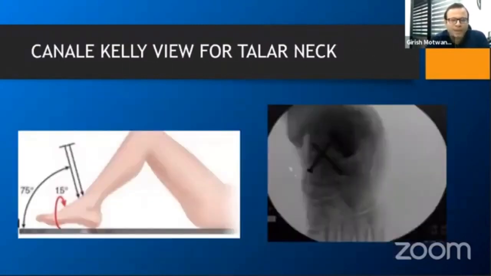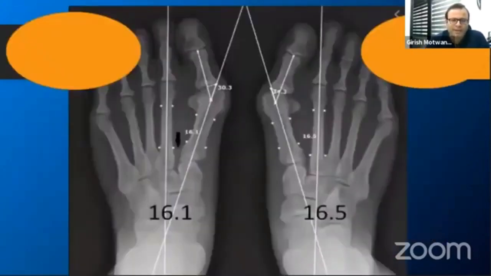Canale-Kelly view is important when you're looking at talar neck fracture fixation. So you have to keep a 15 degree inversion and the X-ray beam up to 75, and this will give you the idea about the fracture of the middle of the talar neck.